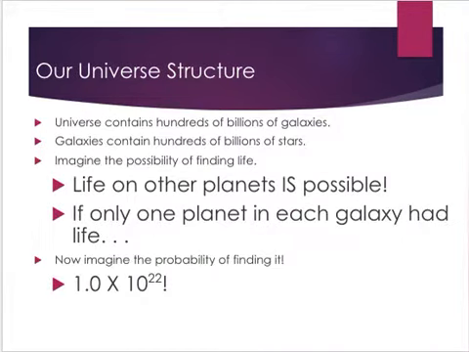of galaxies. And so when we start to think about this, the universe contains hundreds of billions of galaxies, and galaxies contain hundreds of billions of stars. So we often get the question, like, do you think there's life out there? The thing is, life on other planets is possible. It's just that if only one planet in each galaxy had life, and there were all of those billions of stars in each of those billions of galaxies, the probability of finding it is 1.0 times 10 to the 22nd. So that's hundreds of billions times hundreds of billions. And so life being out there is highly probable or possible, but it's probably not likely that we're going to be able to find it. And so the odds that you're going to see an alien or another ship are probably pretty low.